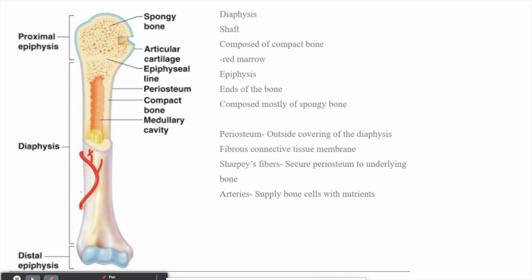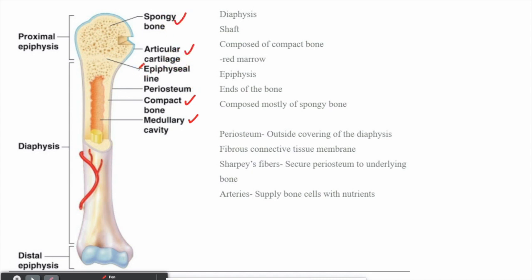Can the cartilage get worn down? Yes. Can it get damaged? Yes. And if that happens, you have health issues with your joints, and that could mostly be arthritis. So we did the medullary cavity, we did compact bone, we did articular cartilage, and we did spongy bone.